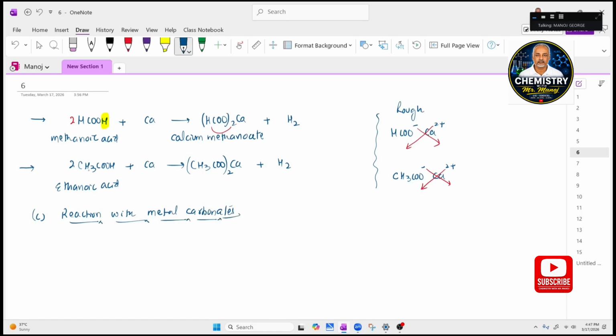Okay, reaction with metal carbonate. Now, good to know that when it comes to carbonate, it is CO3 negative. So this is called carbonate. And good to know that HCO3 negative is called hydrogen carbonate.